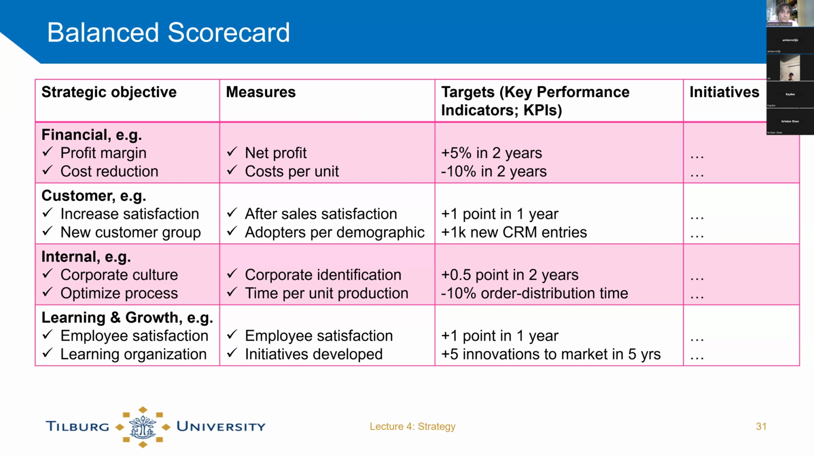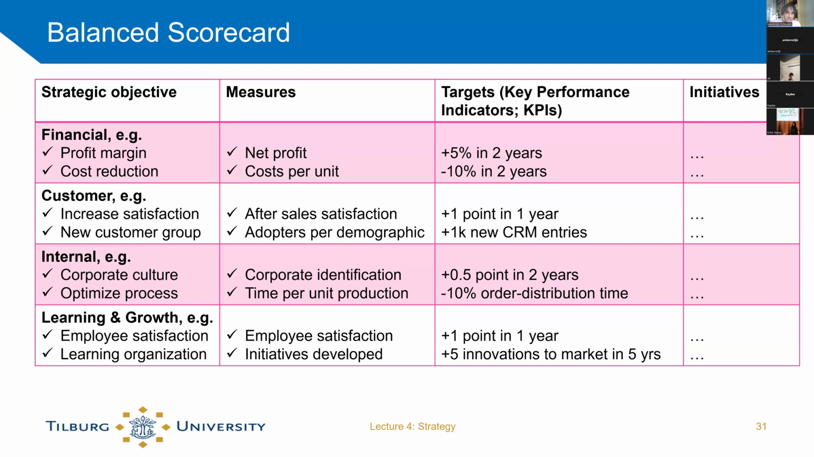This is just an example on this slide, but say your strategic objective for the coming years is to increase your profit margin. Based on that, you define concrete measures. Okay, profit margin, we define that as our net profit. You have different kinds of profit as an organization you can focus on. Based on those measures, you define targets. We want to increase our net profit with 5% over 2 years.